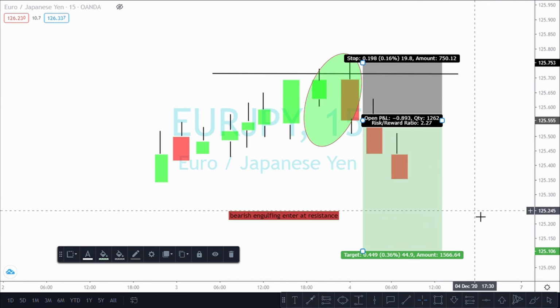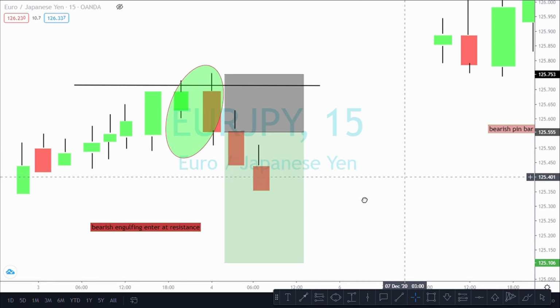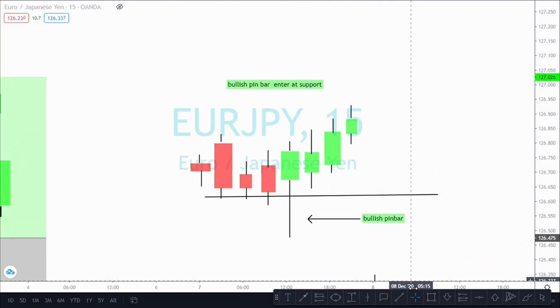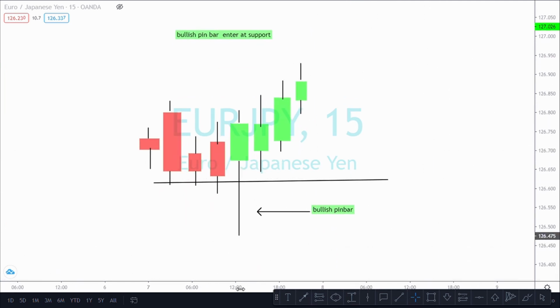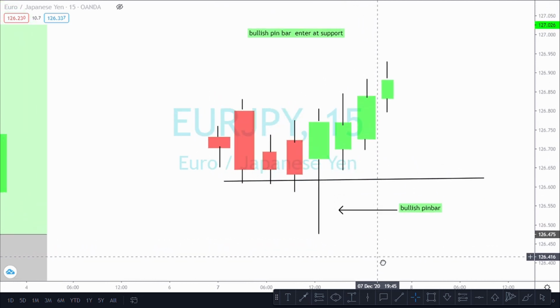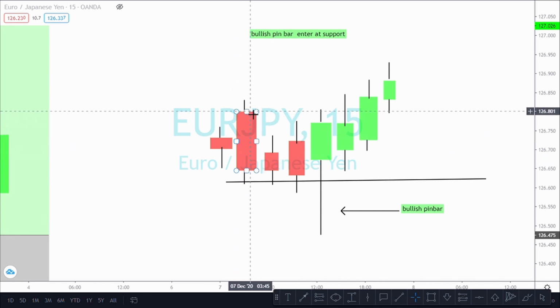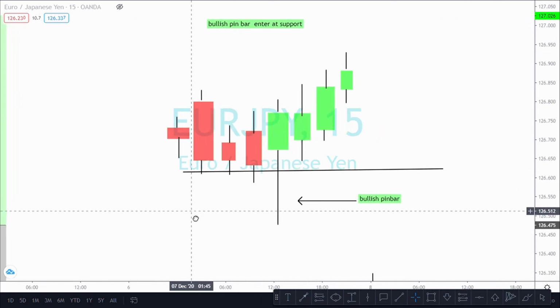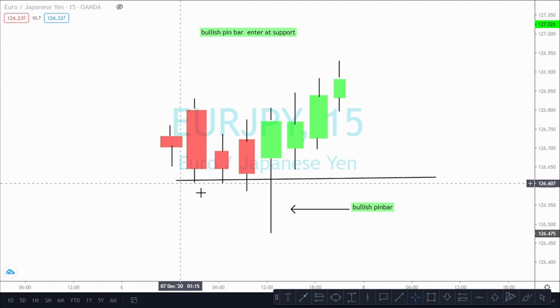Alright, for the next one, which is the bullish pin bar, this one right here. As I say guys, we've been through this, but I'm explaining in much more detail. If you haven't seen it, I'll link the playlist below so you can watch it and be up to speed. Alright, for the bullish pin bar, we enter at support, which is basically the same support.